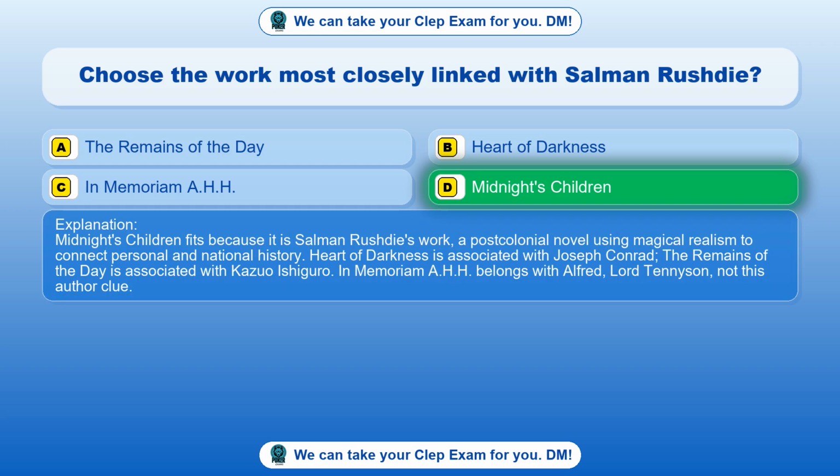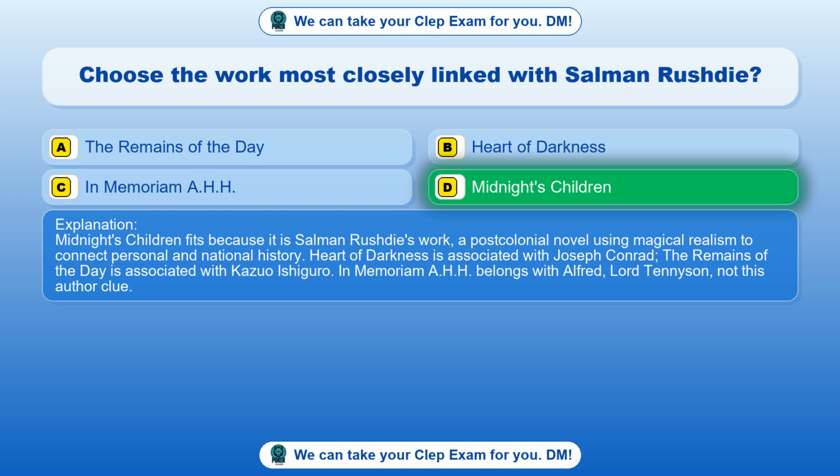Midnight's Children fits because it is Salman Rushdie's work, a post-colonial novel using magical realism to connect personal and national history. Heart of Darkness is associated with Joseph Conrad, The Remains of the Day is associated with Kazuo Ishiguro. In Memoriam A.H.H. belongs with Alfred, Lord Tennyson, not this author.